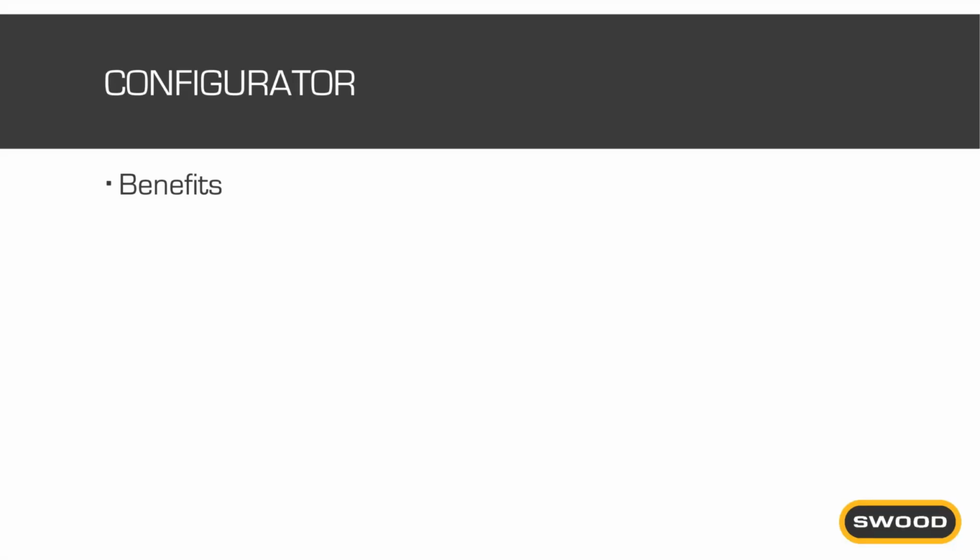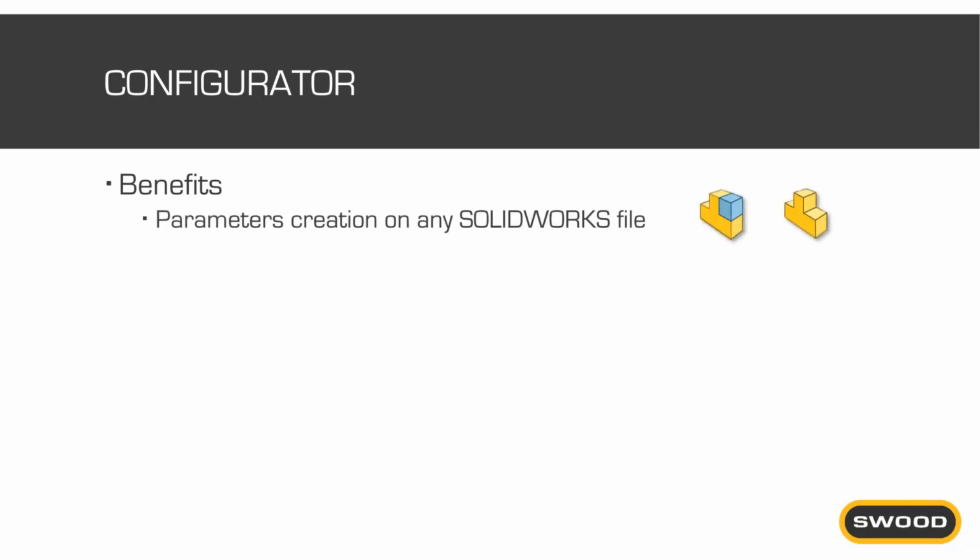So what are the benefits of this configurator level? First of all, it is to have the possibility to create parameters and drive them on any SolidWorks file. So the same thing we have done first at our assembly level, we can also do on a part level, for example, to drive many options on a worktop. And we can also drive all the SWOOD objects, so the SWOOD box, the panel, and even more the SWOOD Center model.